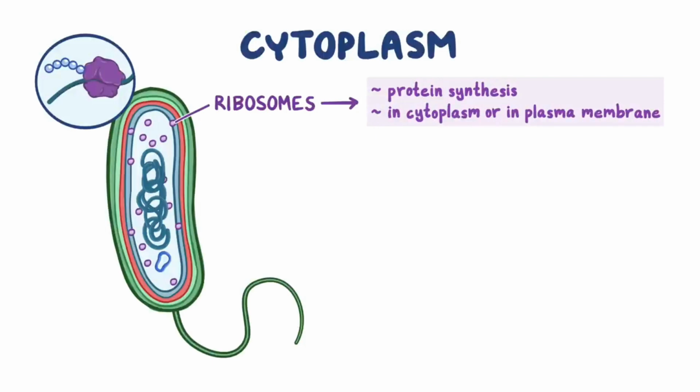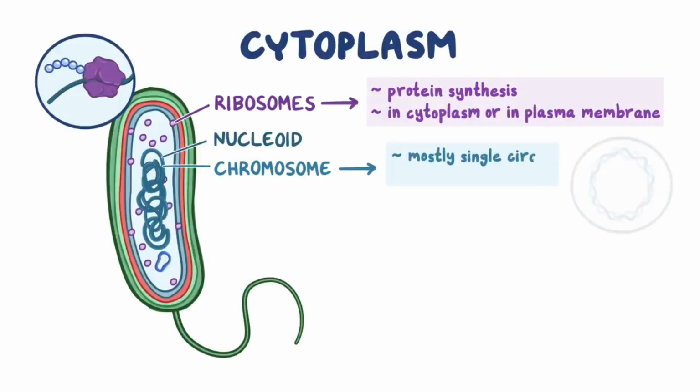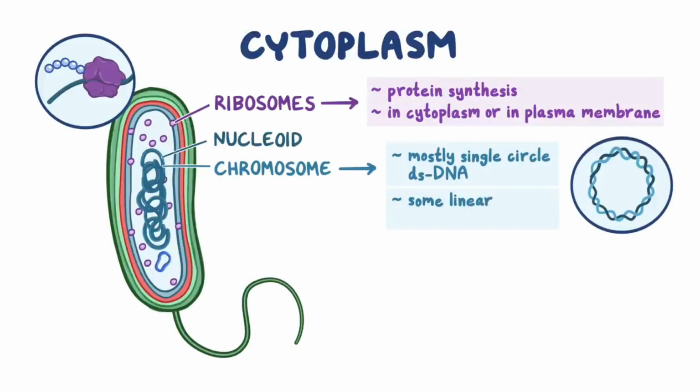Moving to the second one, which is the nucleotides, and another one is the chromosome, which is mostly a single circular, double stranded DNA, with some being linear or having more than one chromosome.